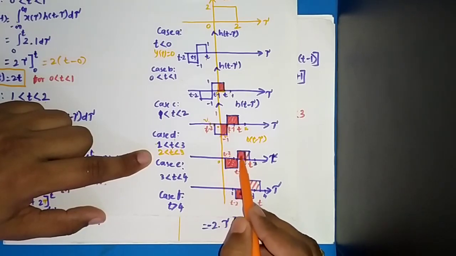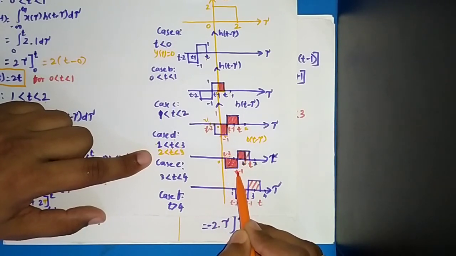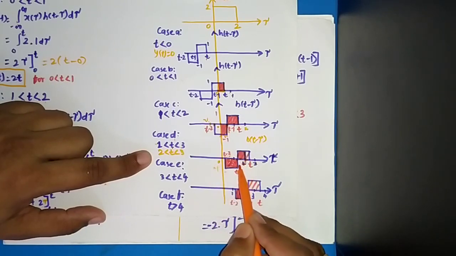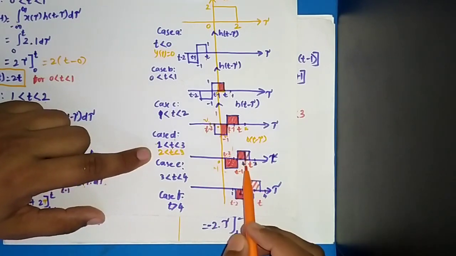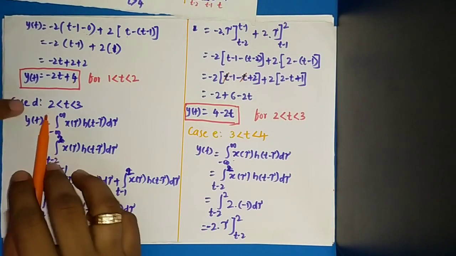So accordingly, again we will have 2 intervals, between t minus 2 to t minus 1, because h of t minus 2 amplitude will be minus 1 here, and from t minus 1 to 2 its amplitude is 1. So that will be there. We will see that in the case D.